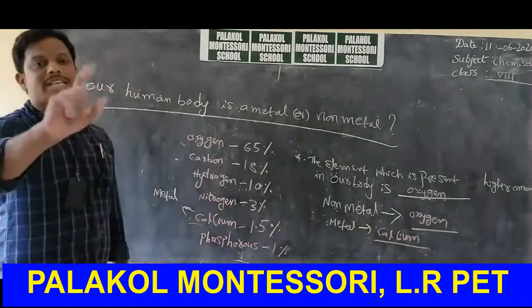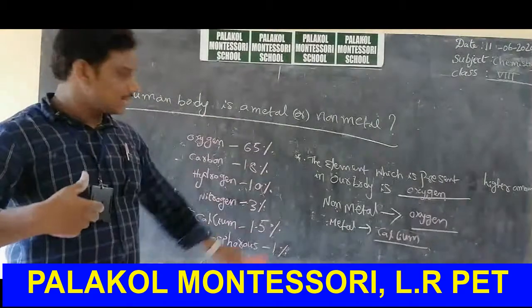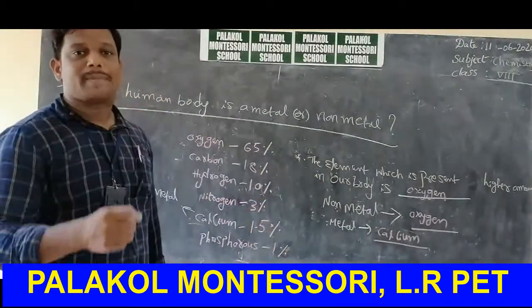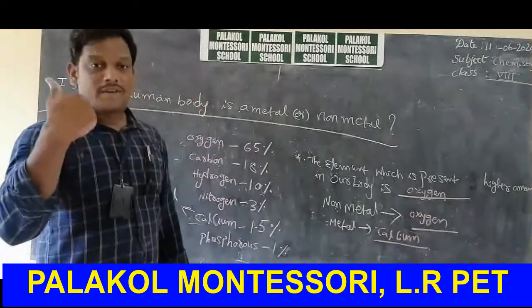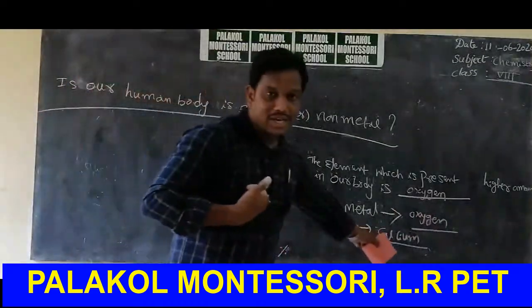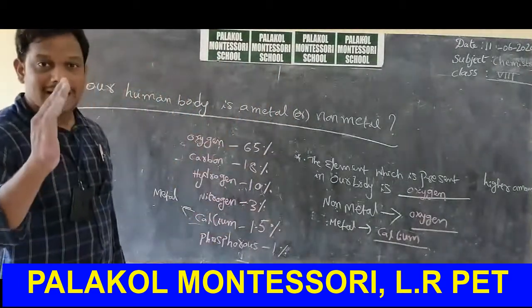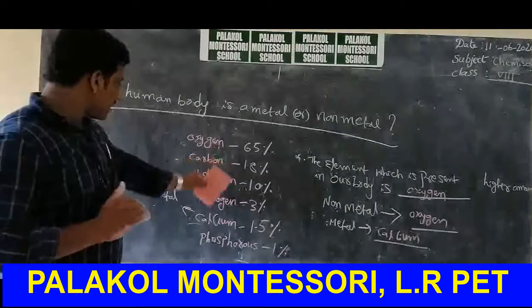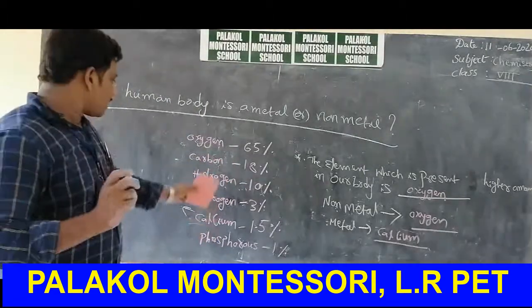The element which is present in higher amount in your body is oxygen. The non-metal which is present in higher amount is oxygen. The metal which is present in higher amount in our body is calcium. Next, after oxygen, which element is present in higher amount in our body? It is nothing but carbon. The second highest element is carbon.